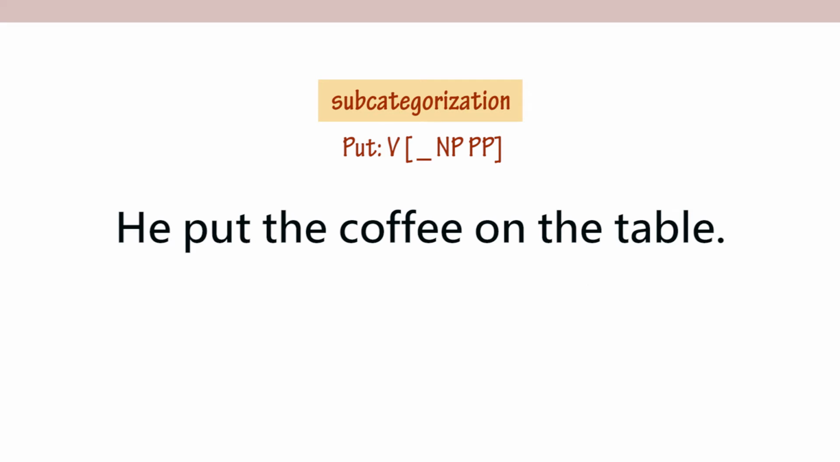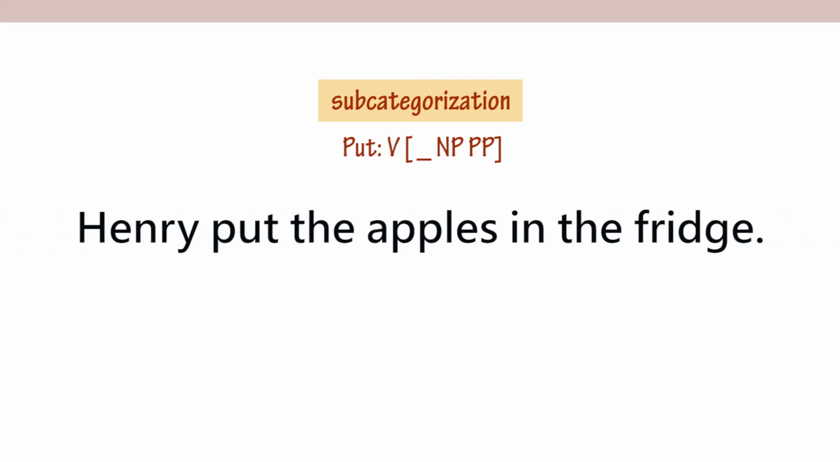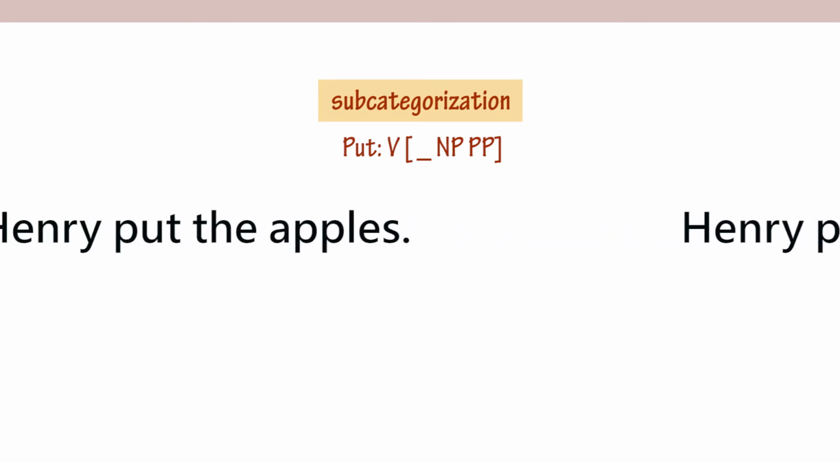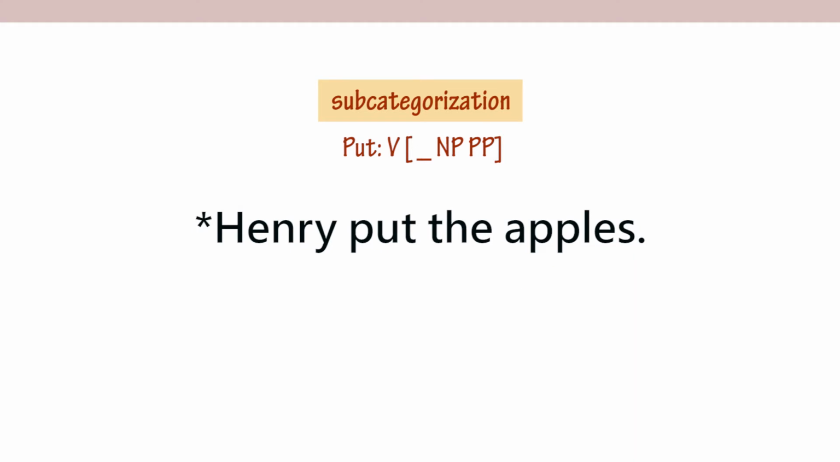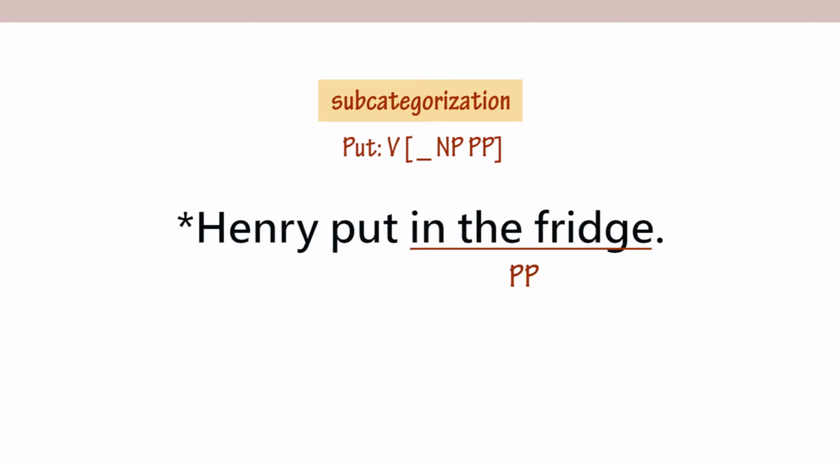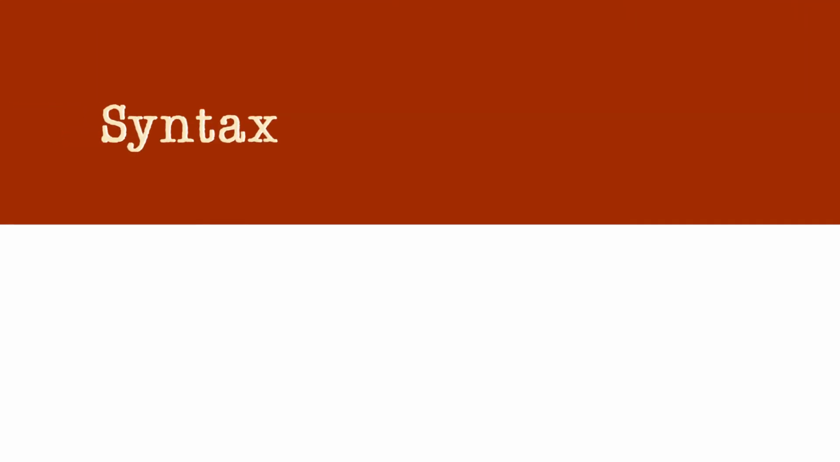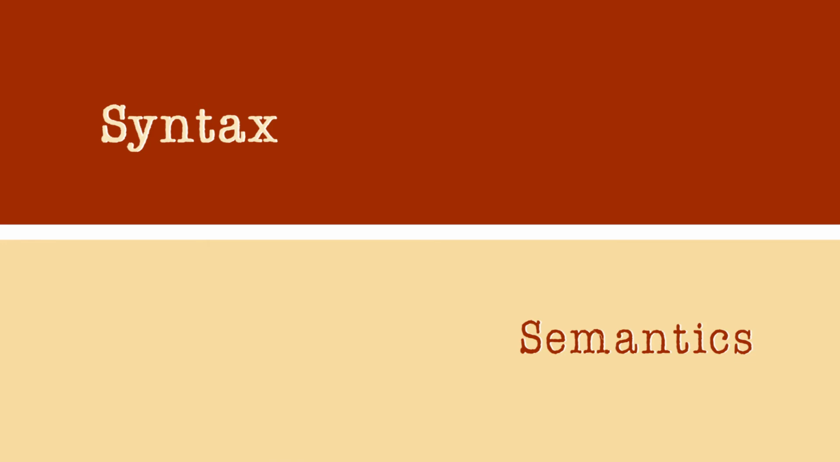So this is why if I say Henry put the apples in the fridge, that's correct. That's grammatical because the subcategorization, the selectional requirements of the verb put, have been fulfilled here. We have our noun phrase, the apples, and prepositional phrase, in the fridge. But if I say Henry put the apples, if I just mention the noun phrase, or if I just say Henry put in the fridge, the selectional requirements of the verb have not been fulfilled. Therefore, the sentence is ungrammatical. So when you think grammar, you think syntax, but here you see that in order to have proper syntax, sometimes you need semantics. This is the interface and the overlap.